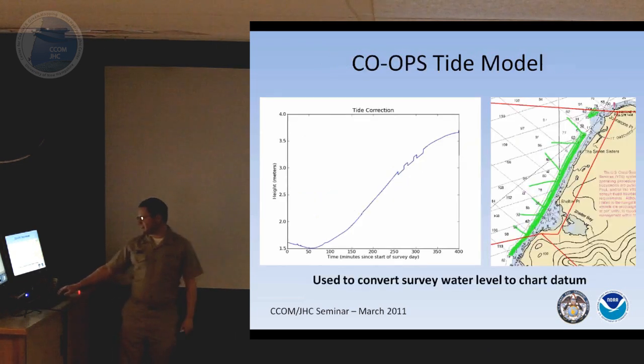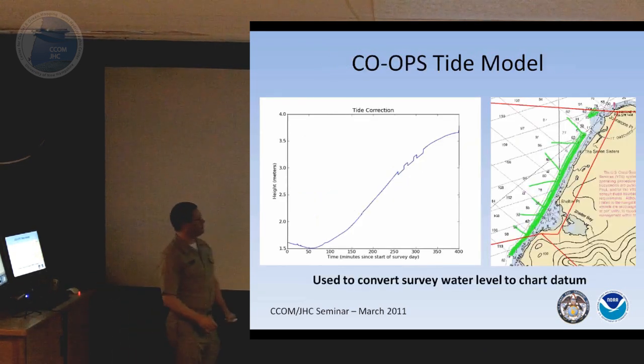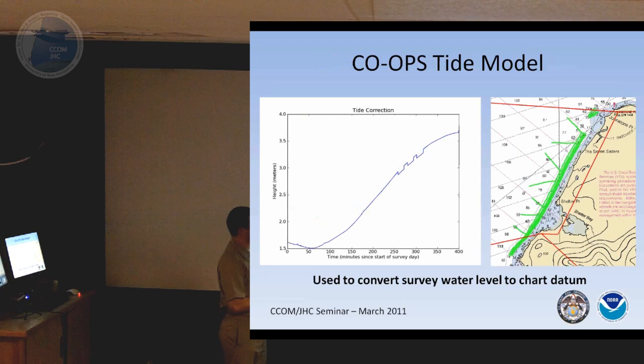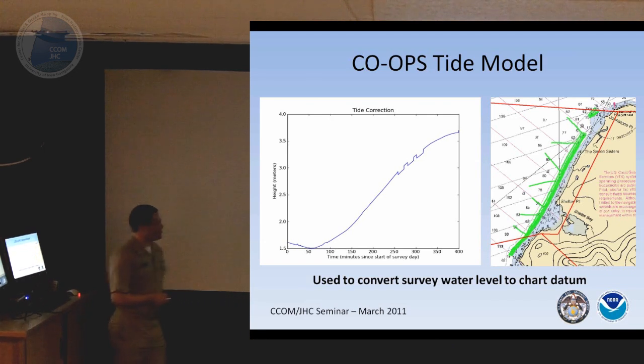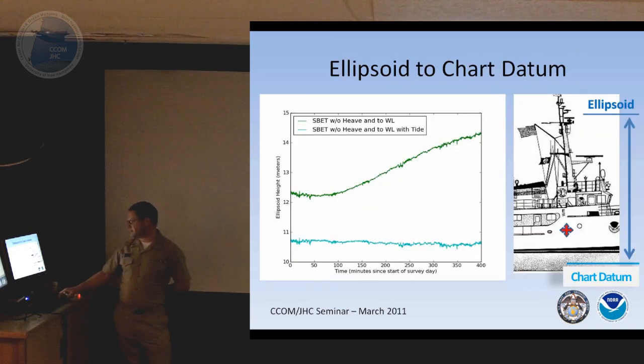But clearly there's still that tidal signature in there. And so this is what the tide looks like for where the vessel was over the course of that day. So these are the vessel lines on the chart, and these are the tide zones. And basically you can see as the vessel was traveling through tide zones, there's these little hitches in the tide correction that we would normally use. But basically this is just a function of position and time.